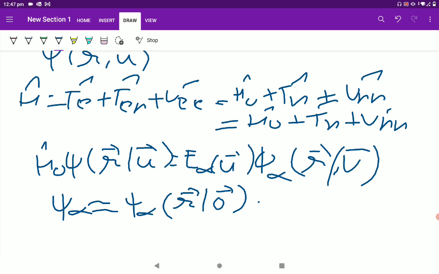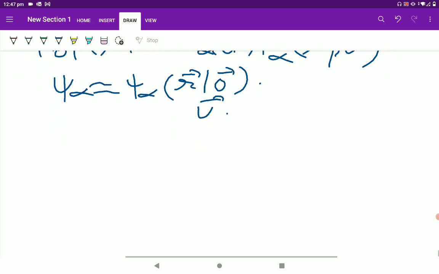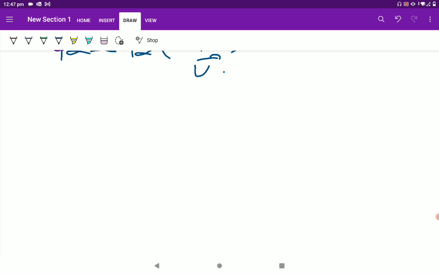The adiabatic approximation is equivalent to the fact that the electronic function depends weakly on the position of the nuclei. That is, this position. So now we want to solve the problem. Now we want to solve this problem. That is, we want to solve this problem.